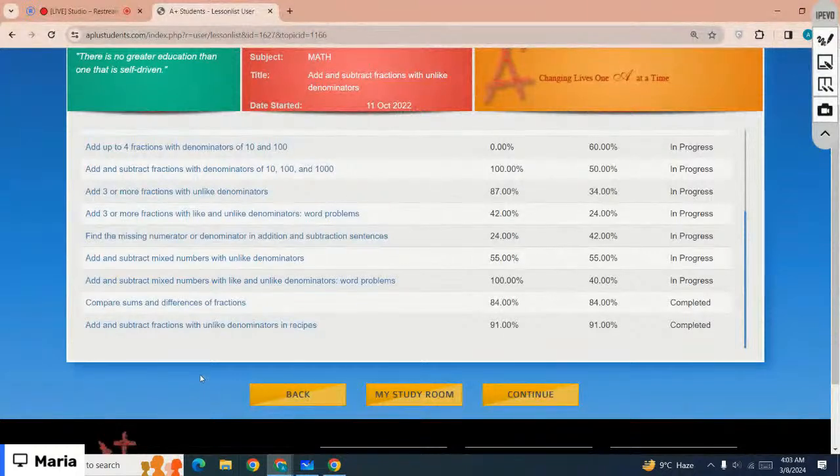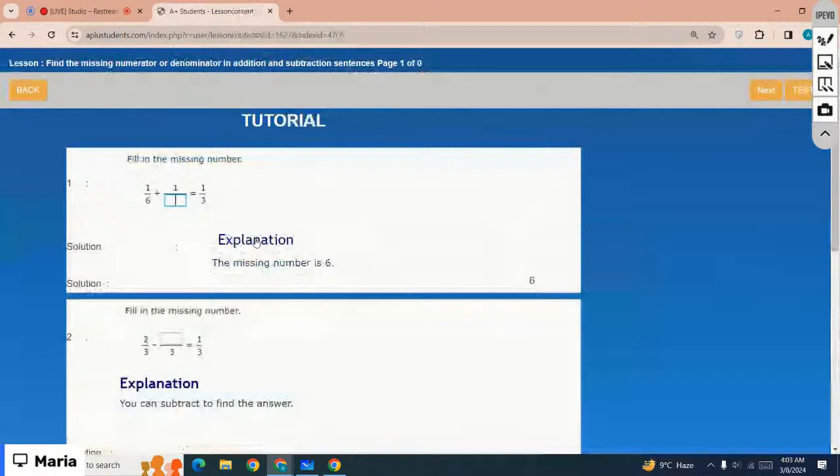So let's start with the lesson, find the missing numerator or denominator in addition and subtraction sentences. Okay, find the missing denominator. So the denominator is missing. You have to find the missing denominator. 1 over 6 plus 1 over the missing number equals 1 over 3, right? So 1 over 6 plus 1 over, you have to find the missing number. How do you find it? The missing number is 6.